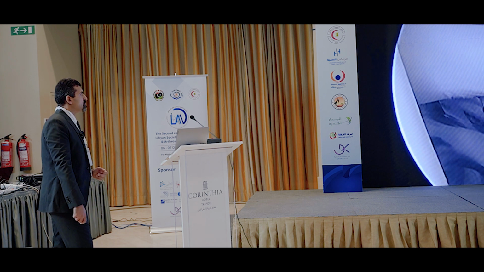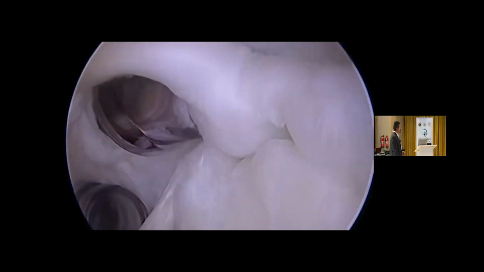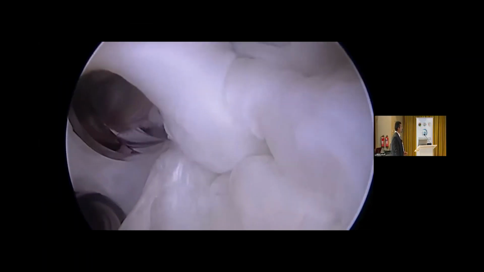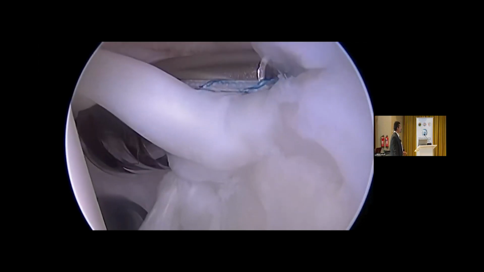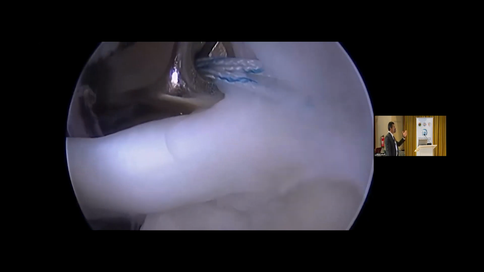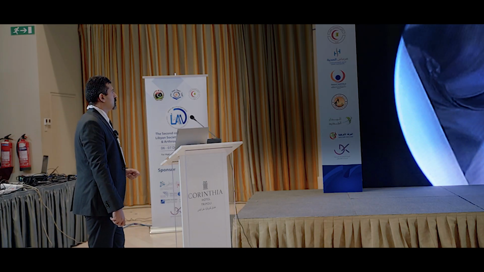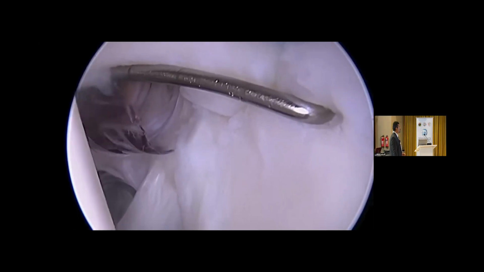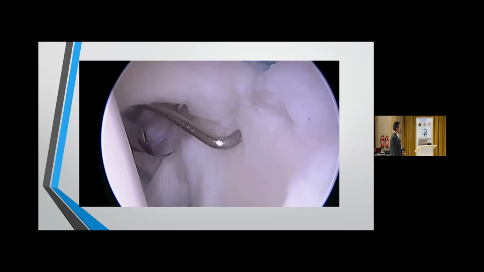Then you have two sutures behind the labrum and behind the long head of the biceps. Then we tie with a knot pusher. So it is fixed from anterior and from posterior, and the knots are away from the long head of the biceps. We test stability. It is very stable, and we finished.